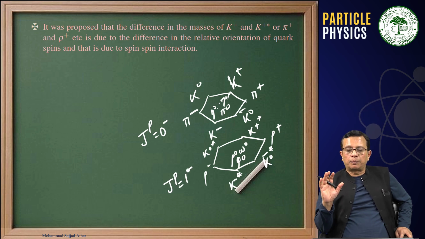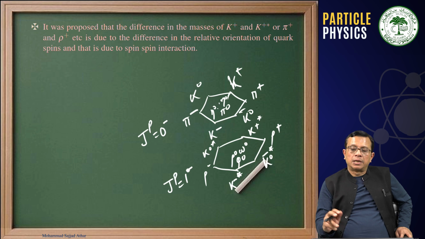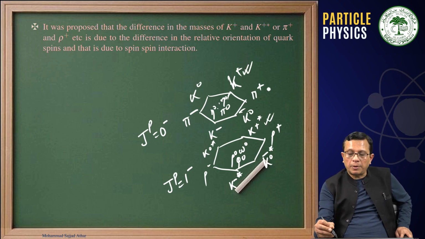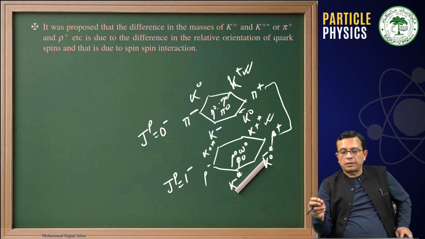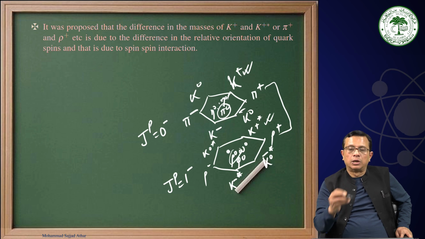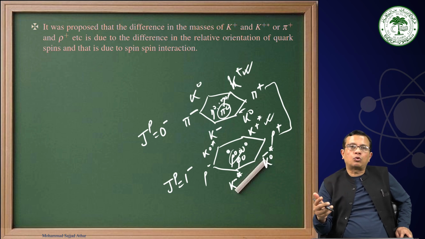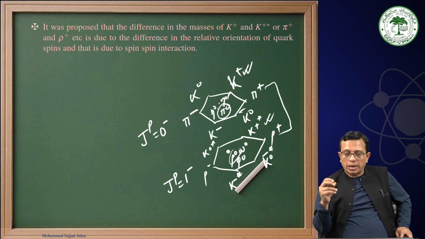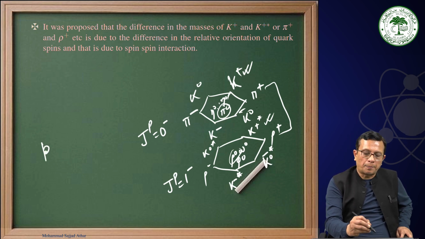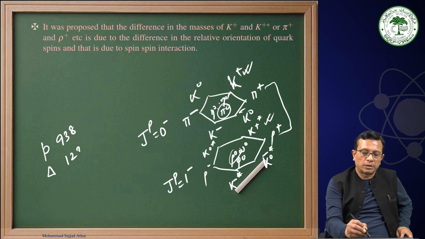The quark combination for both of them is the same, but the masses of K plus and K plus star are different. The mass of pi plus and rho plus are different. The mass of pi 0 and rho 0 are different. The quark composition is the same, but why is there a difference in masses? Similarly, you can talk about a proton and a delta. This mass is 938, this mass is 1232.